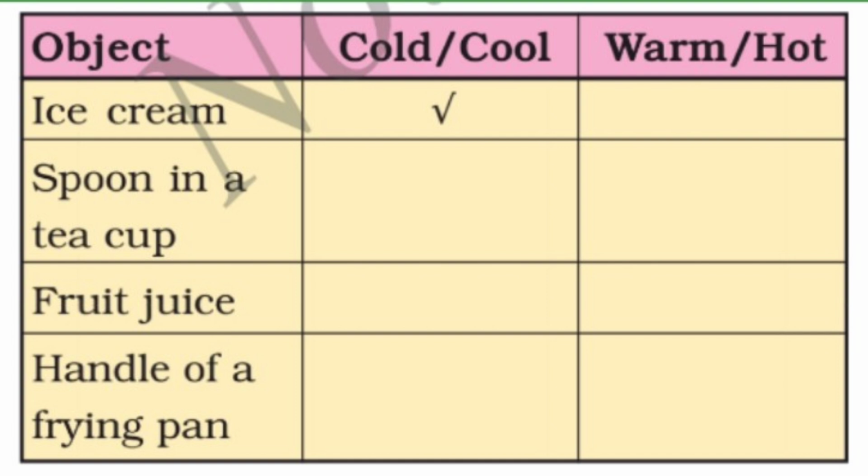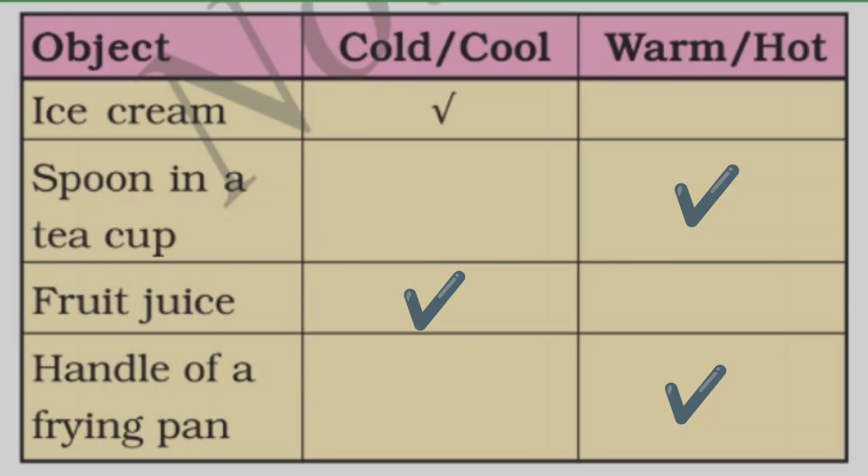The ice cream comes under cold object. Now the second one, spoon in a teacup. Whether it comes under hot or cold. Yes, it comes under hot object. Now the next one, fruit juice. Whether the fruit juice comes under cold or hot. Yes, it comes under cold. Now the last one, handle of a frying pan. Whether the handle of a frying pan comes under hot or cold. Yes, it comes under hot object.